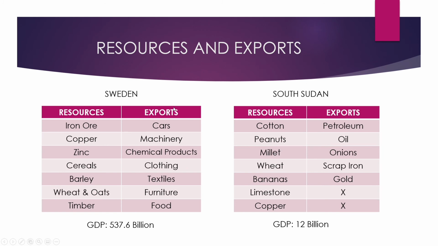But then you'll see the exports. Sweden has cars, machinery, chemical products, clothing, a lot of rich stuff. While South Sudan has oil and petroleum, which can make a lot, but it's just not enough to sustain their economy.